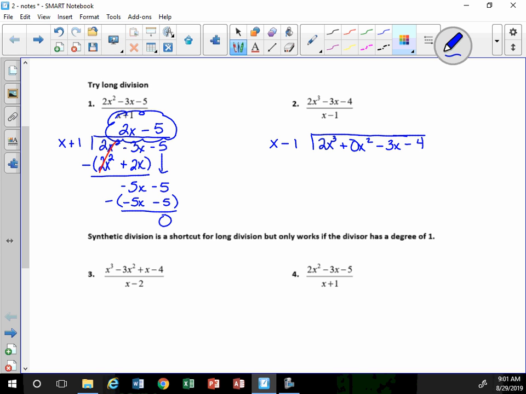This one does have a remainder. So if you're not sure how to write the remainder, I can show you that in a second.